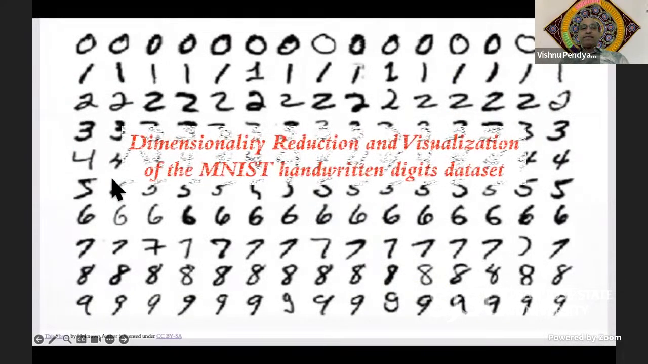The other kind of nonlinear data is in the MNIST dataset, Modified National Institute of Standards and Technology Database. We all know NIST, National Institute of Standards and Technology. They came up with this dataset called the MNIST dataset. It's a very popular dataset. It contains 42,000 labeled grayscale images, each of 28 by 28 pixel resolution. These are all handwritten digits from 0 to 9.